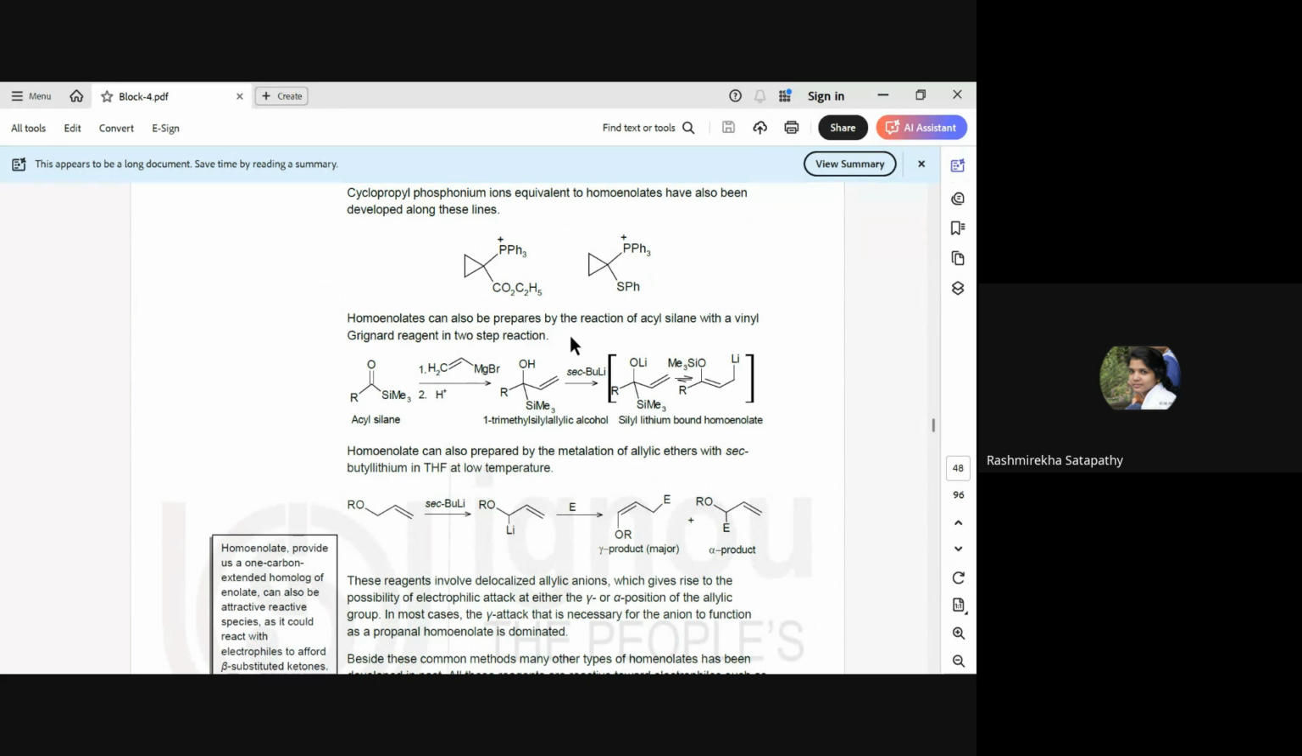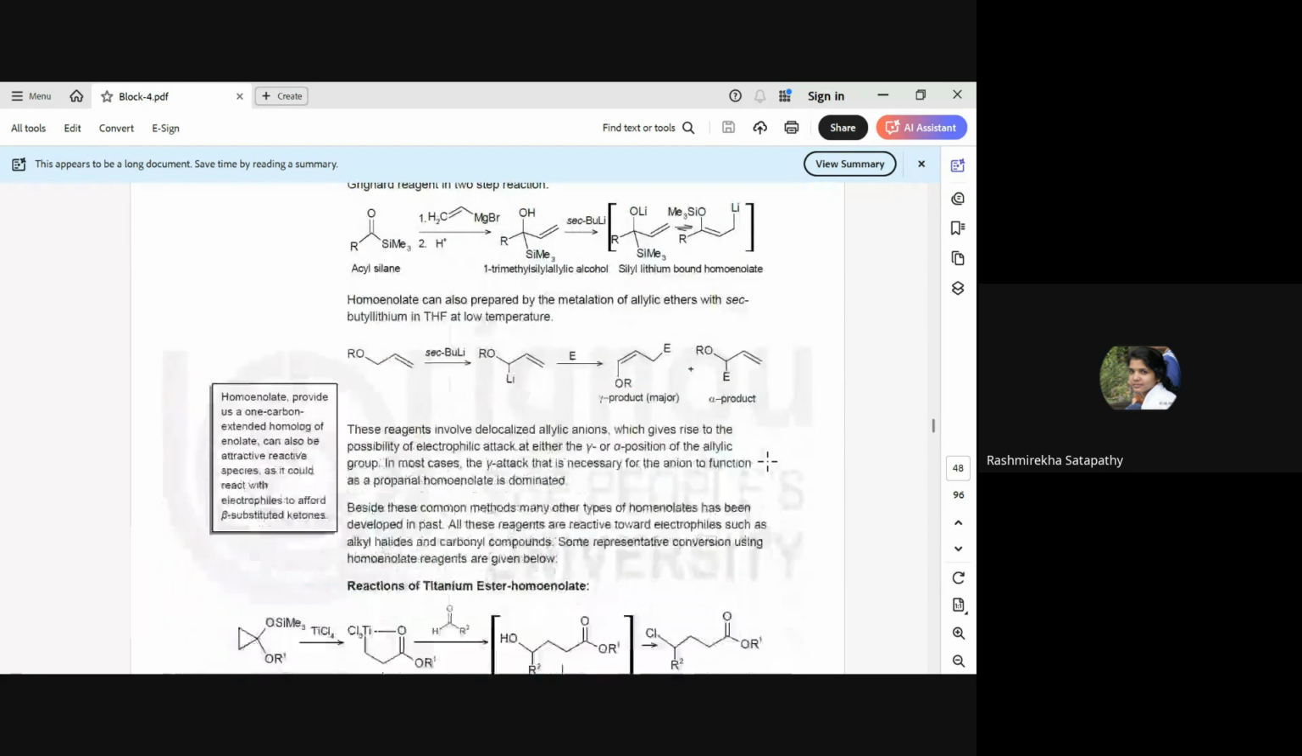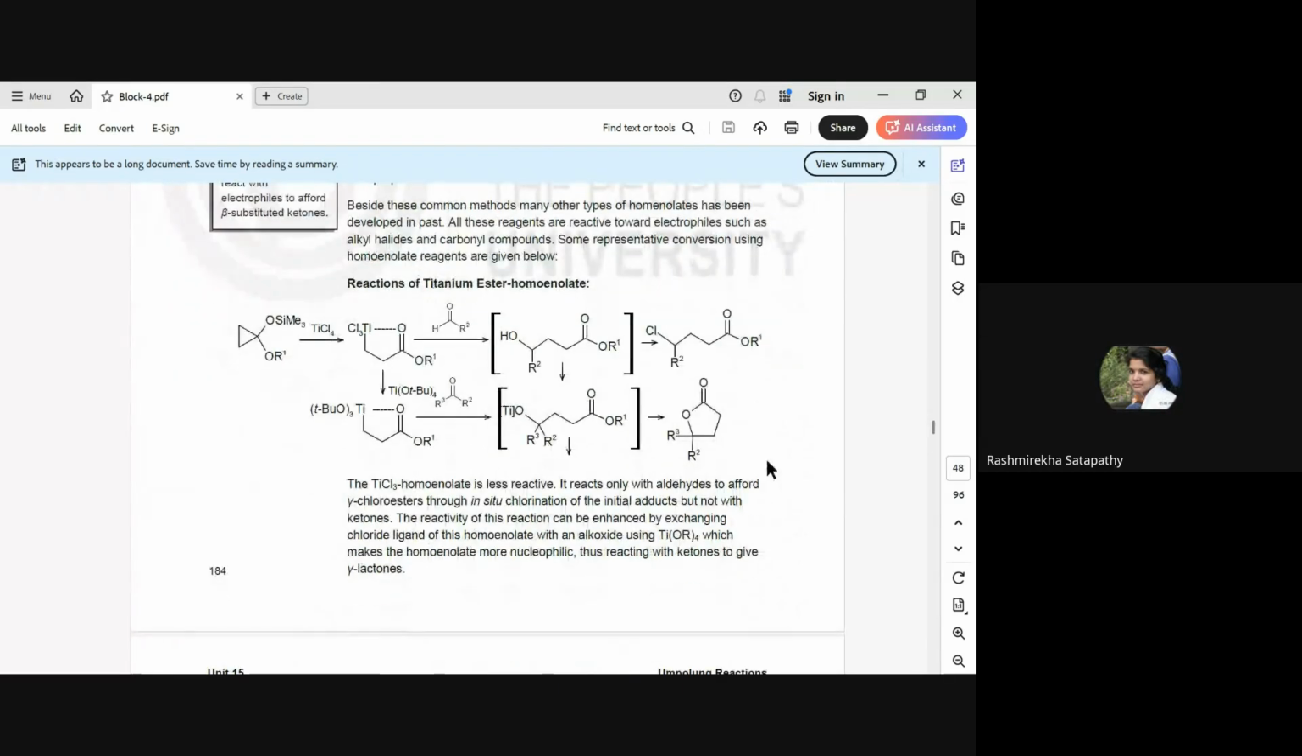Homoenolates can also be prepared by reaction of the acyl silane with the vinyl Grignard reagent in a two-step reaction. Acyl silane is treated with vinyl magnesium bromide in the presence of acid, and this compound is formed. Finally, with butyl lithium, this compound forms silyl lithium. The reaction with the titanium ester homoenolate.